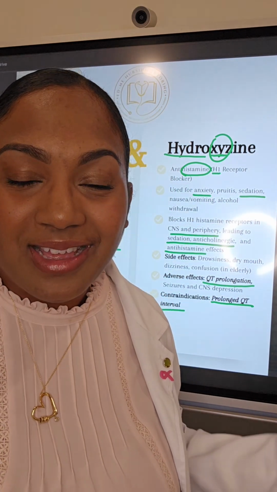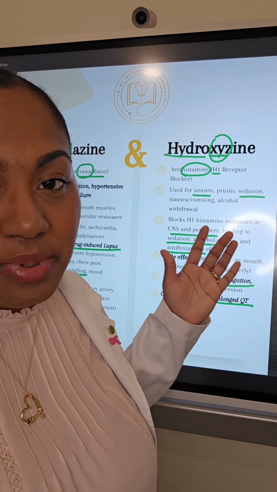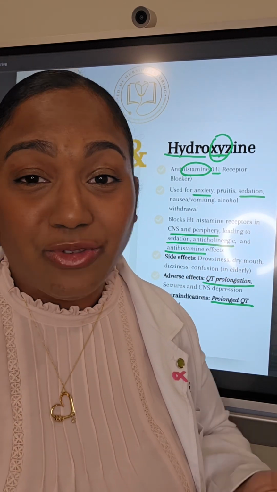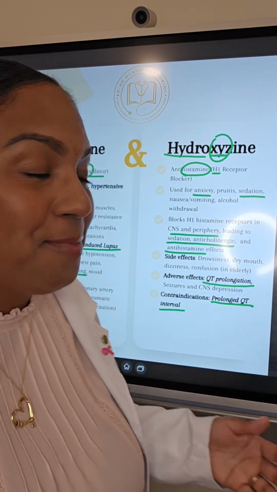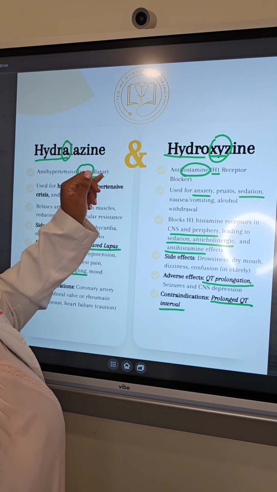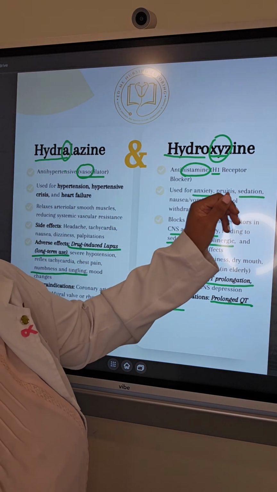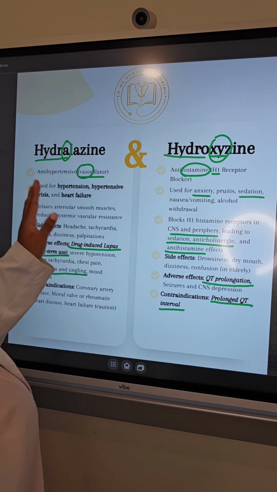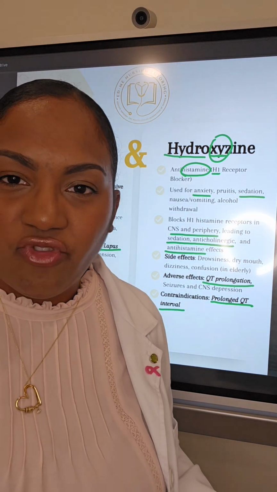XYZ rhymes. Maybe not so much the hydralazine, but at least it helps you to remember that vasodilator has an A in it, right? So compare the A to the A and the XYZ with the antihistamine, all right? So what are we using these drugs for?